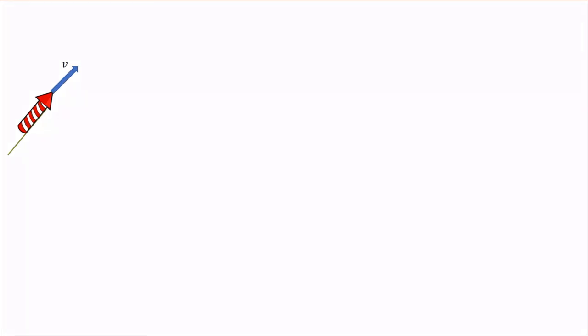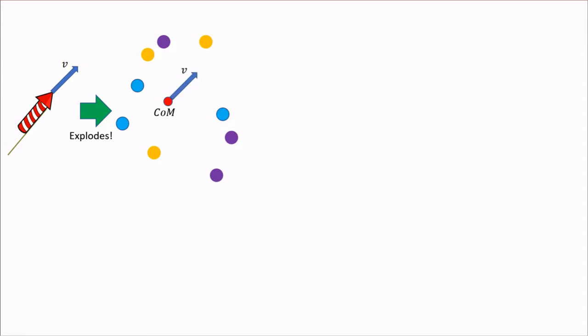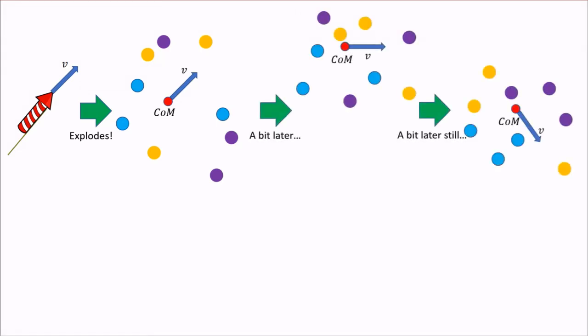Another example, if you shoot fireworks out, it will have a certain velocity. After it explodes, the particles go every which way, but due to conservation of momentum, the center of mass of the system has the same velocity immediately after the explosion. As time goes on, the center of mass will follow a parabolic trajectory, the same one that the fireworks would have followed if it had never exploded.